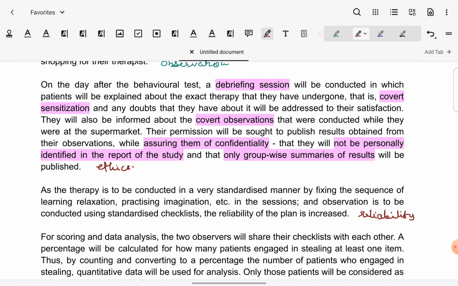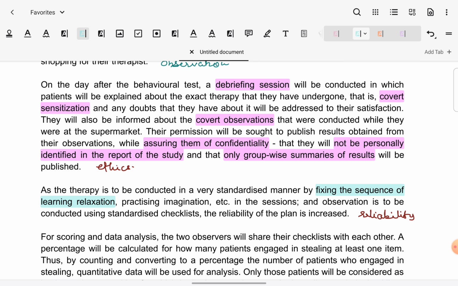More about what we are specially doing, highlighting, that would be more helpful. So even for reliability, the special measures I have taken to increase reliability, such as making sure the procedure is in a fixed sequence. When I've written my procedure, I have highlighted that in the first few sessions, this is exactly what will be done: relaxation. In the next few sessions, covert sensitization will begin.